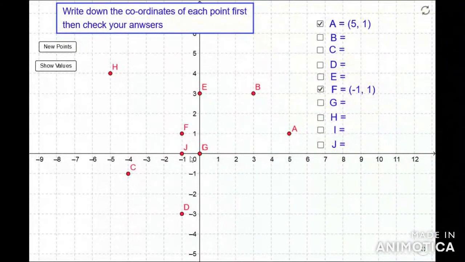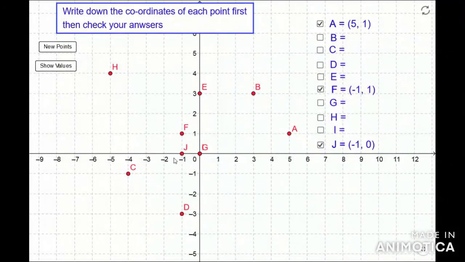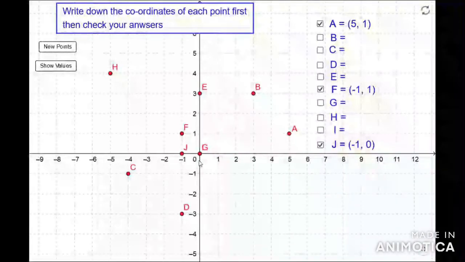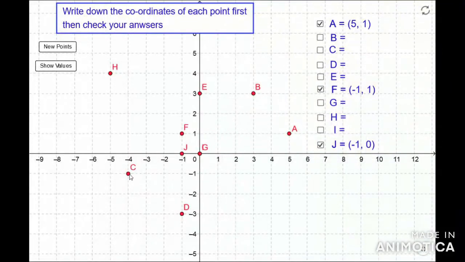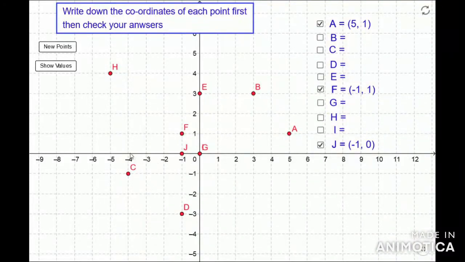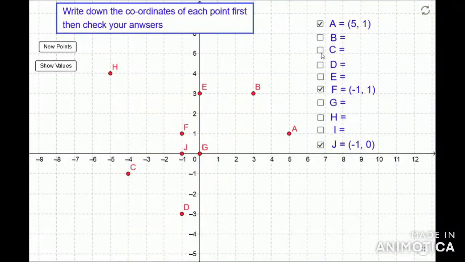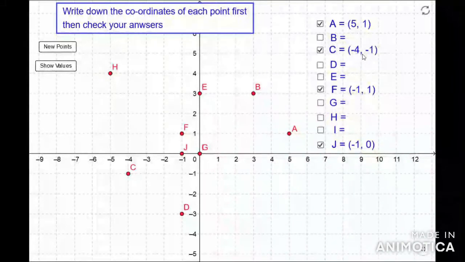If you take the point J, you can tell the coordinates of J. X coordinate is -1 and y coordinate is 0. See here, x coordinate is -1 and y coordinate is 0. If you take the point C, the coordinates of the point C are: x coordinate is -4 and y coordinate is -1. Thus, corresponding to every point we will have a pair of real numbers.